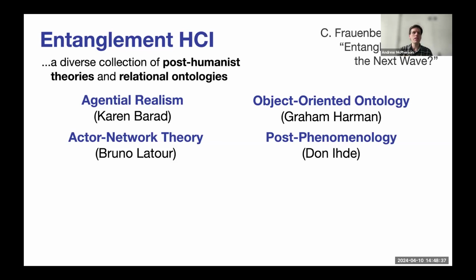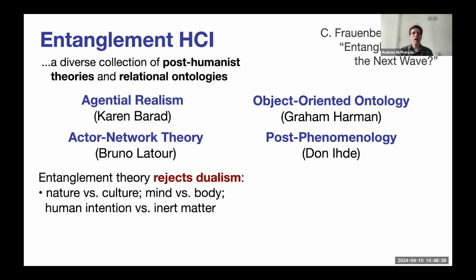There's a few implications that I think are worth pulling out. A lot of these entanglement theories will reject convenient dualisms, things like nature over here and culture over there, or mind versus body, or human intentionality versus matter as a kind of inert substrate onto which actions can be inscribed.